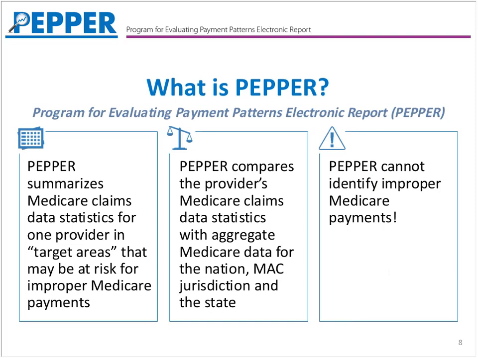In the PEPPER, we're comparing your facility's Medicare claims data statistics with aggregate Medicare data for other IPFs in 3 different groups: all IPFs in the nation, all IPFs in the MAC jurisdiction, and all in the state. These comparisons allow you to identify where your facility might be at a higher risk for improper payment, which just means that its billing practices are different from most of the other psychiatric facilities in the comparison group.